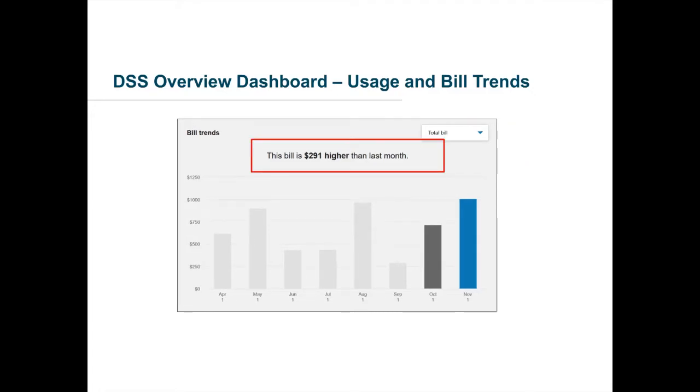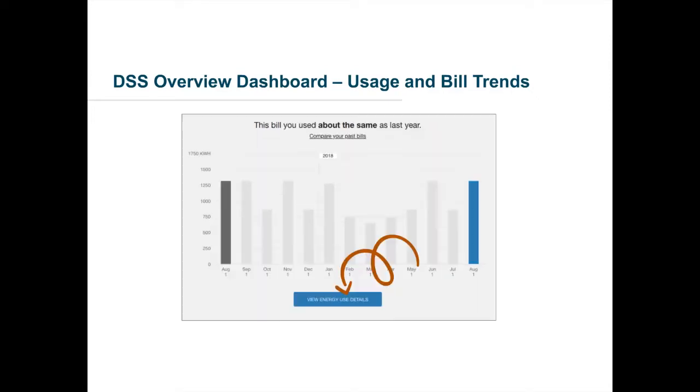The module dynamically displays a quick insight into how the customer's bill cost or usage compared to previous bills. Typically, cost and usage data from the current bill is compared to the same time period from the previous year. Here we see that the customer's bill is $291 higher than last month. If the user has less than 1 year of data, as is true here, the current bill is compared to the prior month rather than the prior year.